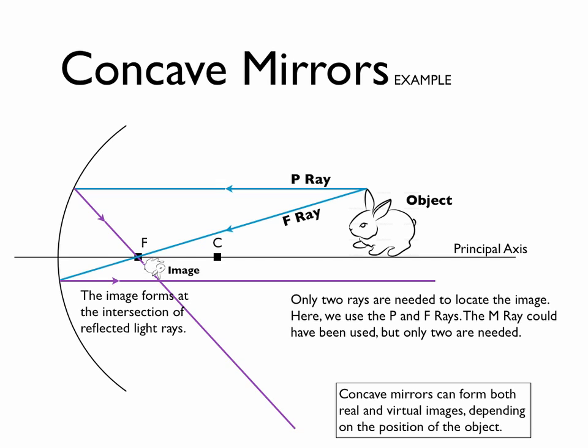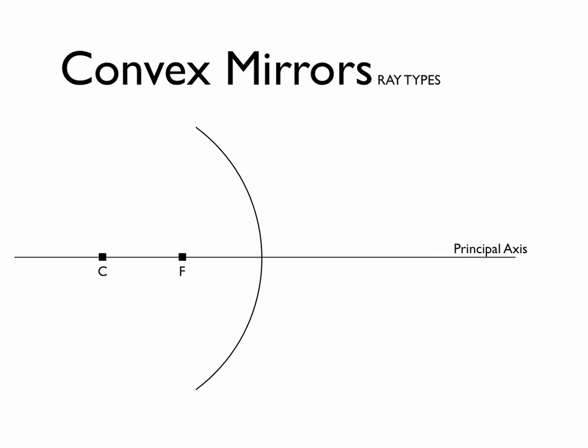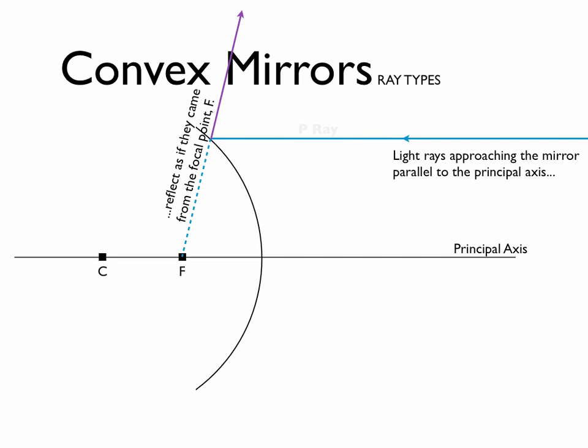The other kind of curved mirror we will work with are convex mirrors. First, we'll look at the different types of rays. Just like with the concave mirror, light rays could come in parallel to the principal axis, and rays that do so will reflect as if they came from the focal point. So the purple arrow shows the reflection, the dashed line shows that reflection lines up with the focal point.